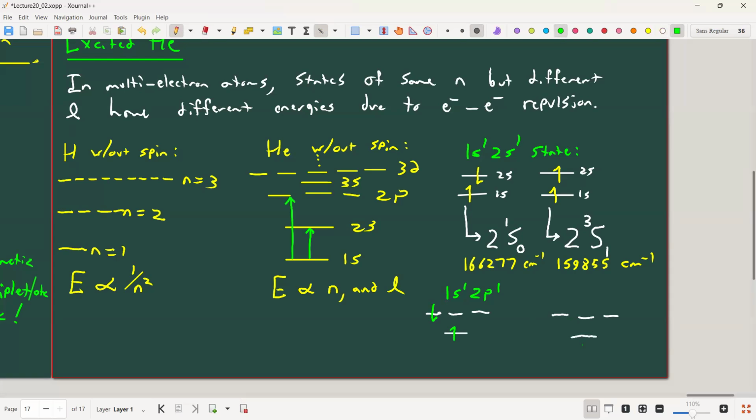Bless you. I'm going to go ahead and copy this over to the next page. I need a little bit more room.